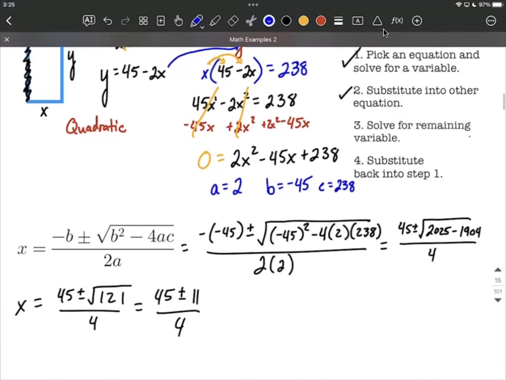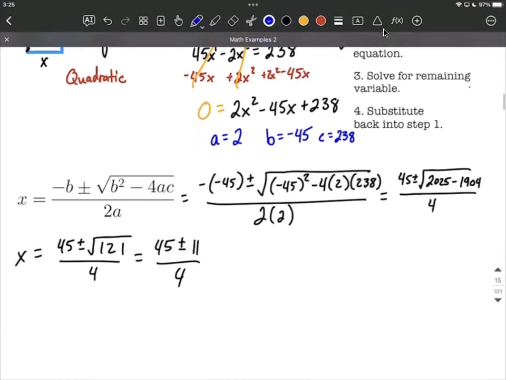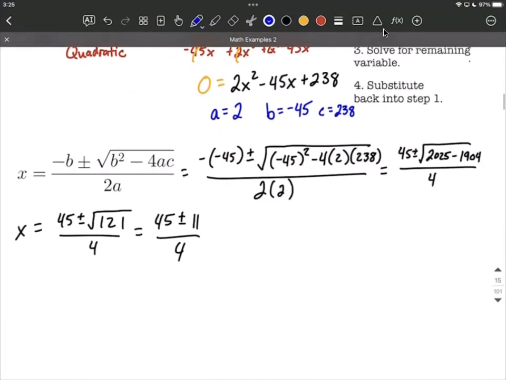But let's think about this. We have that plus or minus on the inside. What's that doing for us? Well, that means we have two different cases. We have x equals 45 plus 11 all over 4, and we have x equals 45 minus 11 all over 4. So two different cases. Let's go ahead and solve these down individually to get two different x values.